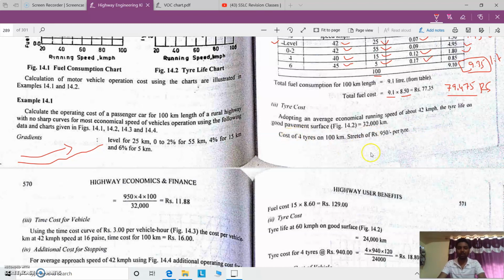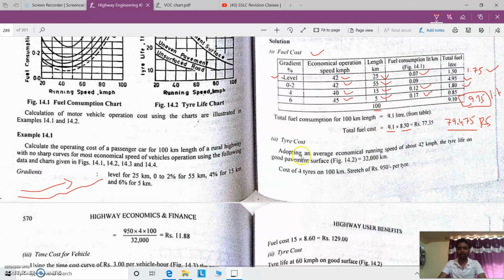Before that, we should know how many kilometers a particular tire can run in its life. That means adopting an average economical running speed here. The average economical running speed is adopted based on what we considered in the previous fuel cost. That fuel cost was considered for economical speed, and 42 kilometers per hour is considered to be the average economical speed.